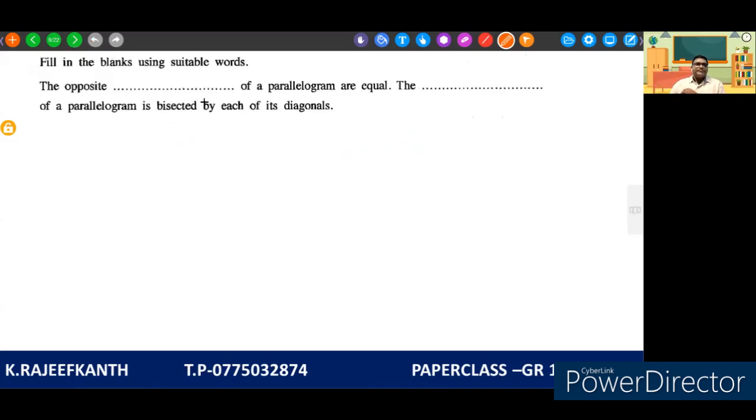Fill in the blanks using suitable words. The opposite dash of a parallelogram are equal.